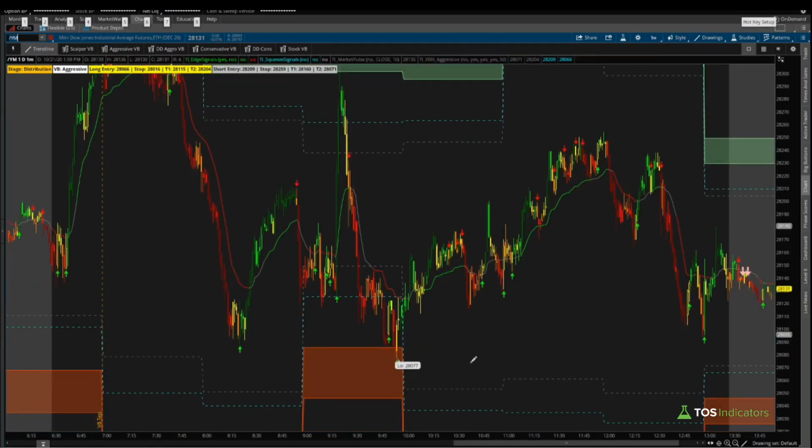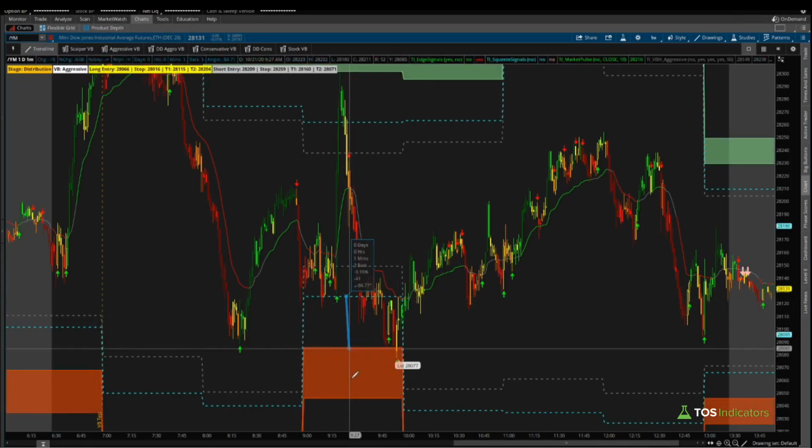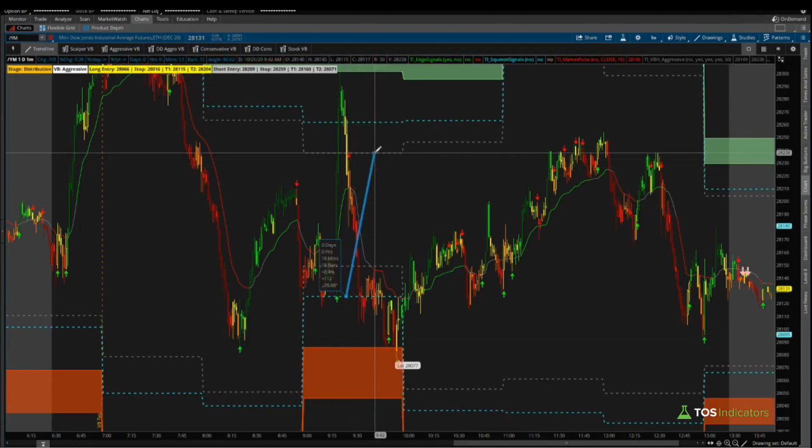Now from that point, our trade was a go. Our stop is again outside of the volatility box to give you an idea of what that looks like. That was right around 80 points, 81 points on the Dow. And then our second target was 112 points. Again, both of which were hit.